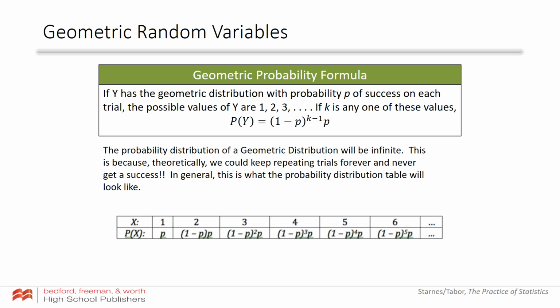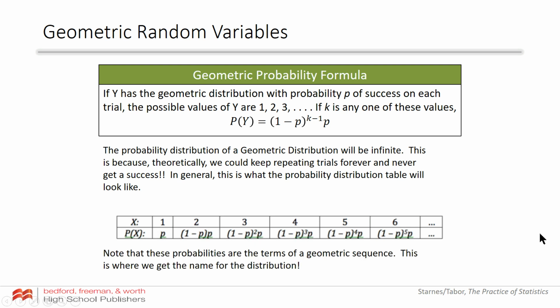So that's why it's important with geometric distributions. I have this dot, dot, dot at the end. And this is what my probability distribution table is going to look like. The probability of my first roll being a success is just p. Second roll is the probability of failure times the probability of success. 2 failures and 1 success. 3 failures and 1 success, etc., etc.